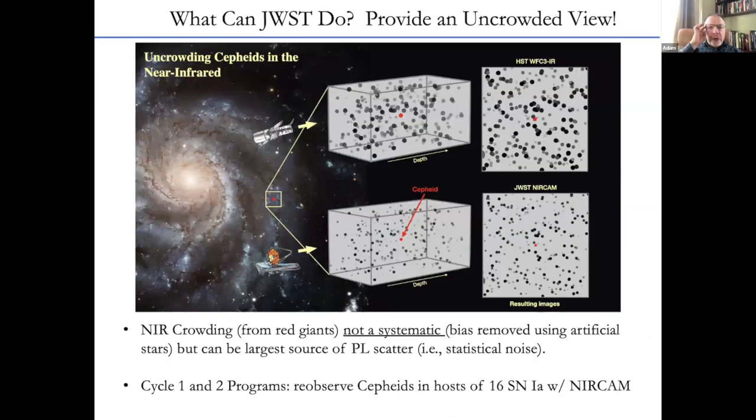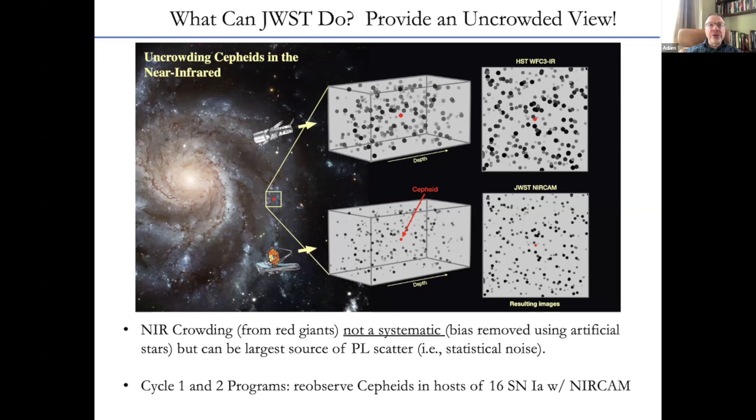So what am I talking about? Well, when we look at Cepheid variables in distant galaxies, type 1a supernova hosts, at the resolution of the Hubble Space Telescope in the near-infrared, where we go to reduce the effects of dust, we see a fair bit of crowding or blending. That is the superposition of the point spread function of the Cepheid on top of other nearby stars. Now, I would say this is not a systematic uncertainty because we can account for this by adding fake stars into the images and figuring out what the net background or effect of this is. However, this is the dominant source of noise in the measurement of the Hubble constant and the distance ladder.